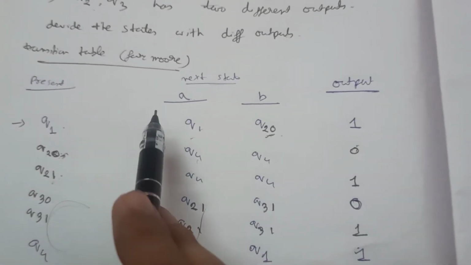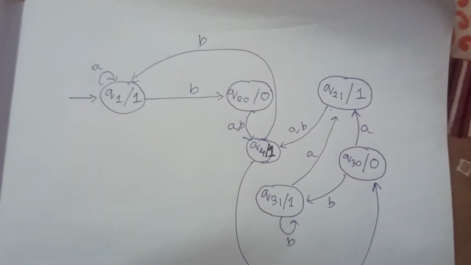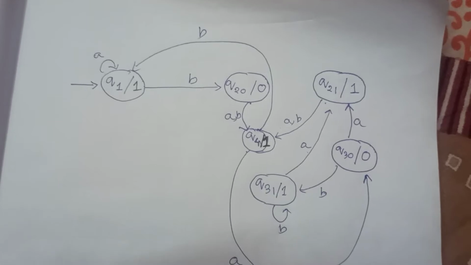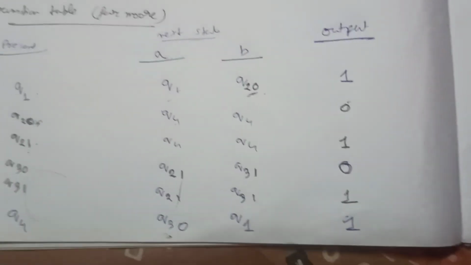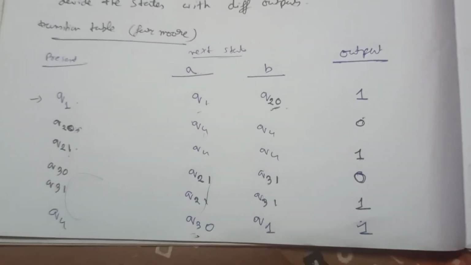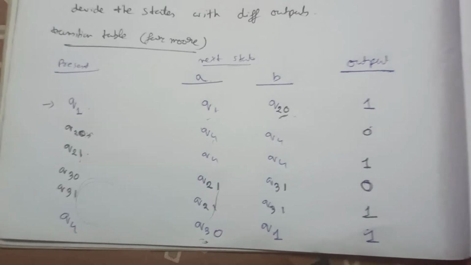Now from this transition table we will have to make a transition diagram, a state diagram. So don't be afraid. I already told you how to make a state diagram from the transition table, so you should know.